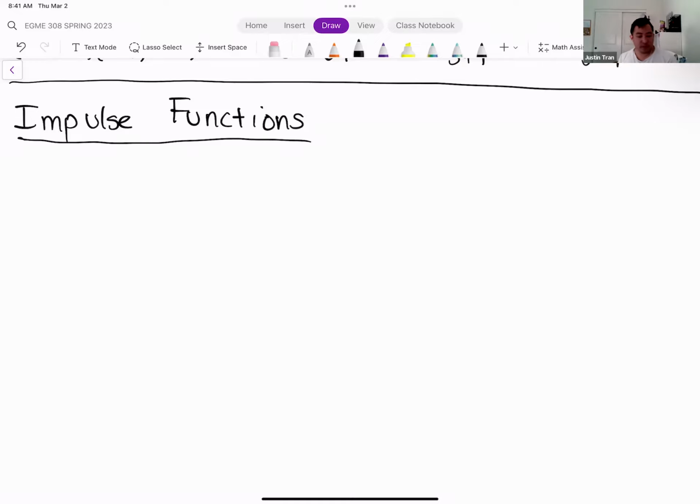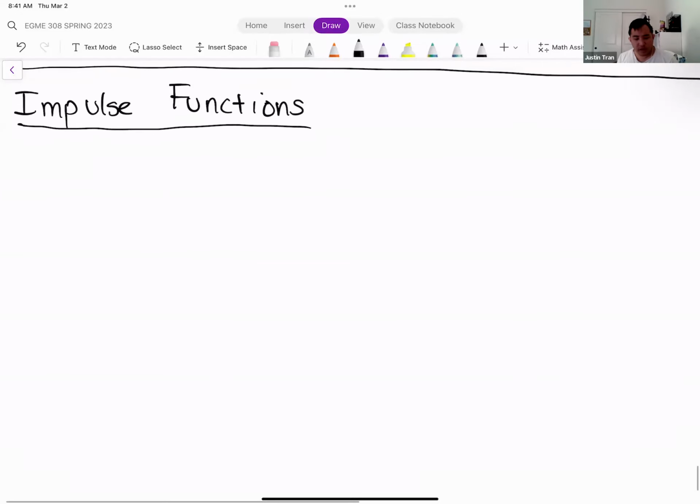All right, impulse functions. What we saw last class was that when we use Laplace transforms, we can make use of these special functions for the forcing term to model some common engineering situations.